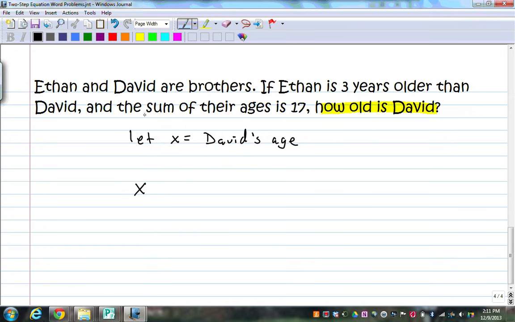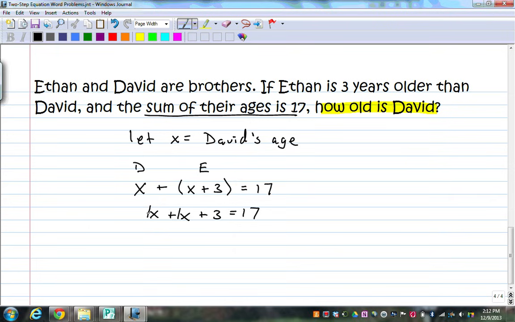So the sum of their ages is 17. So here is David, and then Ethan is going to be David plus 3, and this is going to be equal to 17. Now the parentheses really aren't necessary here, but what I wanted to point out is that this is David and this is Ethan. Okay? So drop those parentheses. I have x plus x plus 3 is equal to 17. Well, here you have like terms. If you're unfamiliar with this, this is 1x and here is 1x. If I combine them together, I have 2 of them, or 2x plus 3 equals 17.